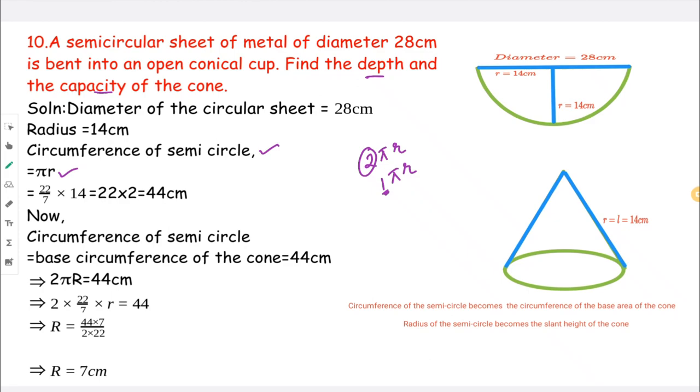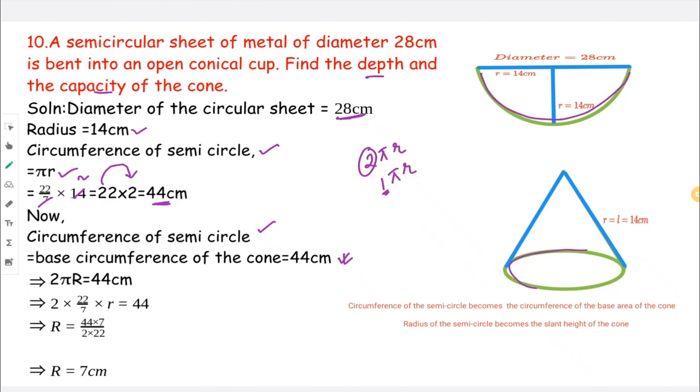Then the value of pi is 22 by 7. Radius is how much? Diameter is 28, which means radius will be 14. Then 7 2s are 14, and when you multiply 22 into 2, we get 44 centimeter. So from here to here is 44, which should be equal to this again. It will also be equal to 44. So you can see the circumference of the semicircle equals the base circumference of the cone. They're the same, 44.